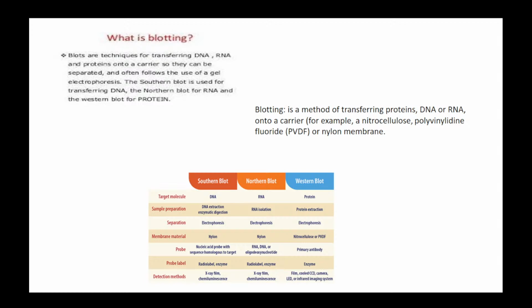So by this method, we divide the DNA, RNA, and proteins into small parts and study these parts.